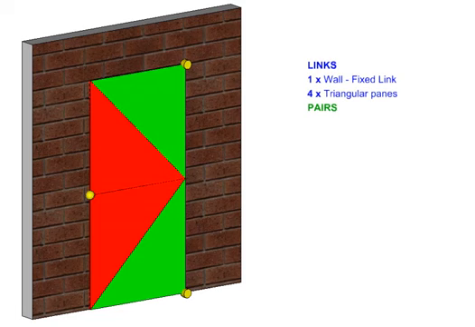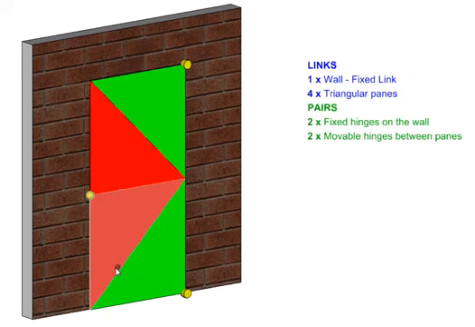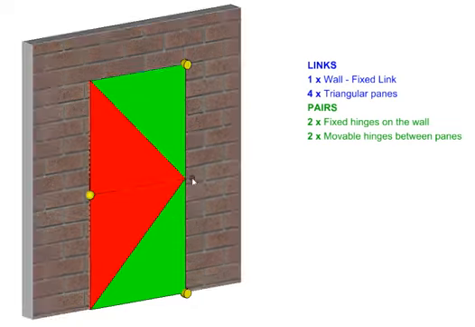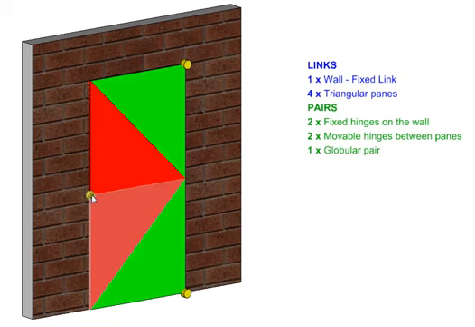Now let us count the kinematic pairs. Of course we have the 2 fixed hinges over here and here, and we have 2 movable hinges. They are kind of subtle. They are the fold lines over here, so the diagonals of these squares, if you will. Okay, so these hinges sit between the green and red panes. So there are 2 of them, and finally we have a kind of globular pair or a ball joint over here.